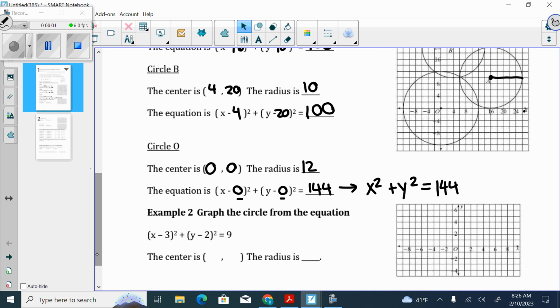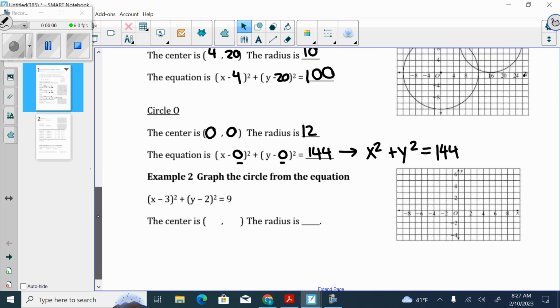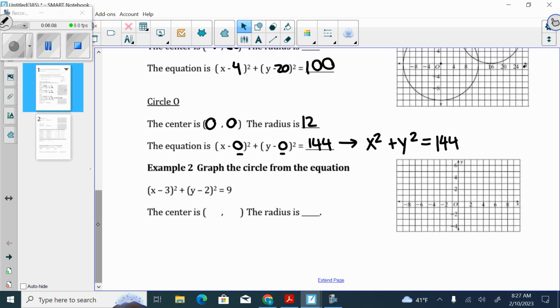Okay, so now that we know how to come up with the equation by looking at its graph, now we're going to graph some based on the given equation. Okay, so if this is the equation, where is my center? 3, 2. Remember, it's minus because of the formula. So 3, 2 is my center. Okay, and over here we have a 9, so what was our radius? 3, right, the square root of that number.